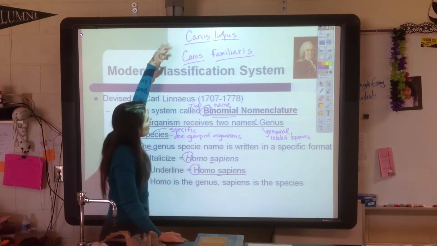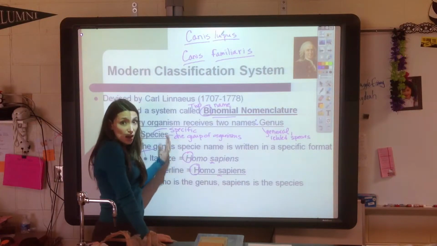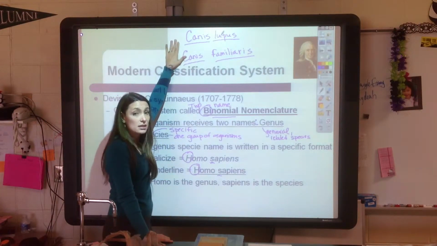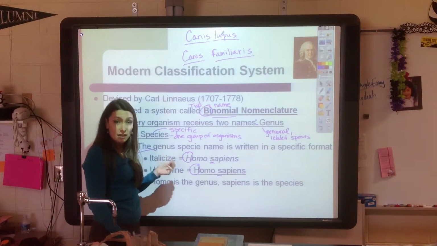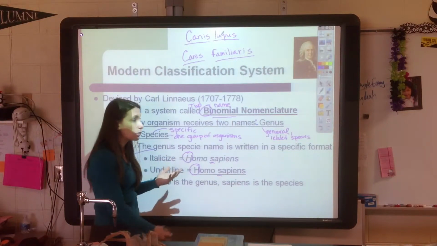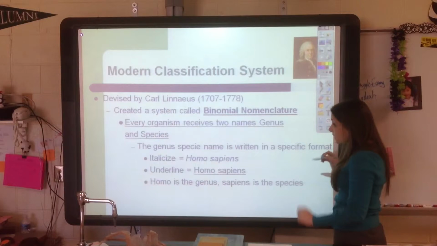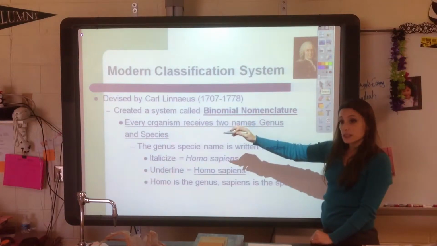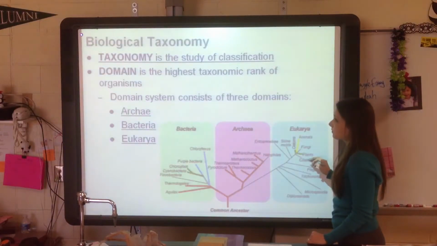And if we compare Canis lupus, Canis familiaris, to Homo sapiens, of course we would be able to predict that these two are more similar to each other. So by giving a scientific name, we get some information about how related organisms are. So you do need to know genus and species name, how to write the genus, how to write the species.